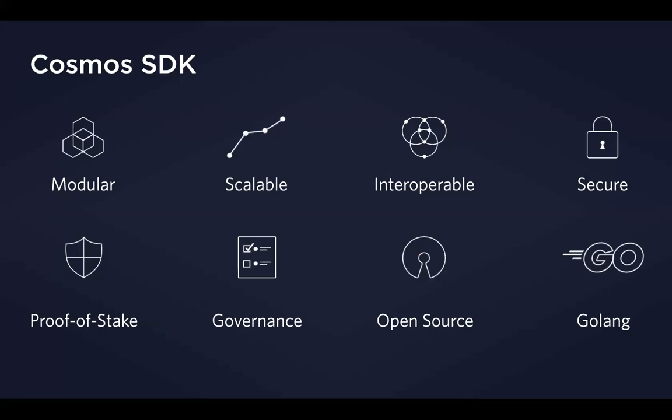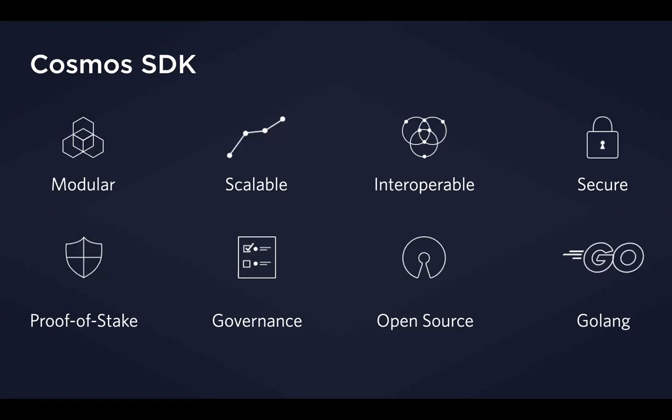So in general, the SDK is modular and scalable by using modules, with Tendermint as the consensus algorithm that can support thousands of transactions per second. It's also interoperable because it will use IBC. It's secure because it's secured by the object capability model, and the simulation that runs randomized transactions uses proof of stake.